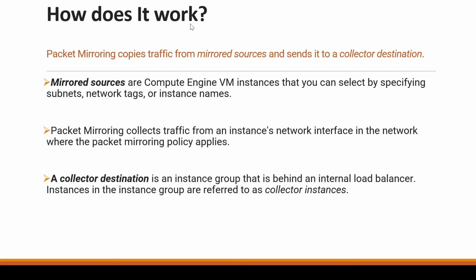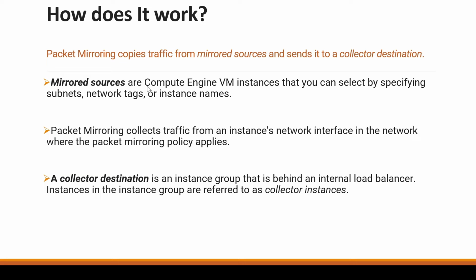Okay, how does it work? Packet mirroring basically copies your traffic from a mirrored source and sends it to the collector destination. The mirrored source is the VM whose traffic you want to examine. All the traffic from the mirrored source is sent to the collector destination. So there are two things: a mirrored source and a collector destination.